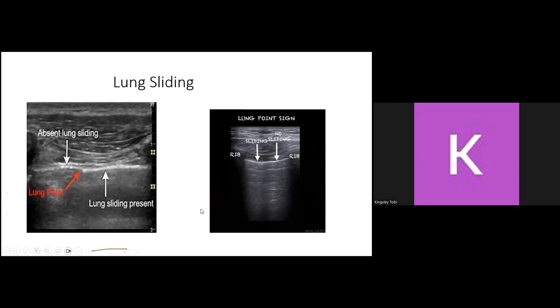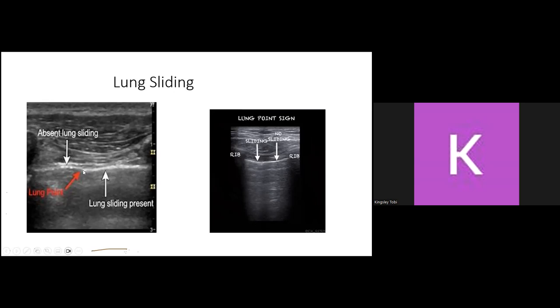But in some instances like pneumothorax, which we need to emphasize as we go on, there's absence of lung sliding. You don't see that shimmering or gliding movement of the visceral and parietal pleura line. You don't see that. So it's static. And there's the presence of lung point.